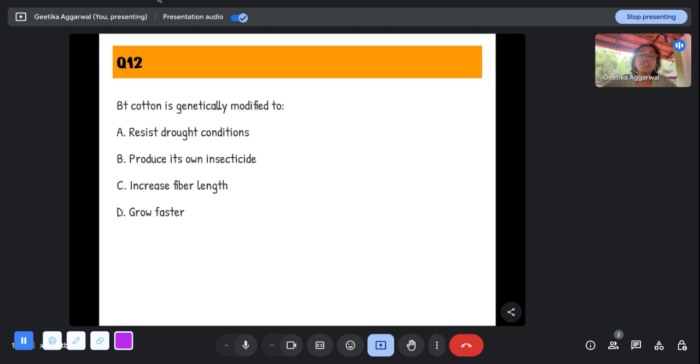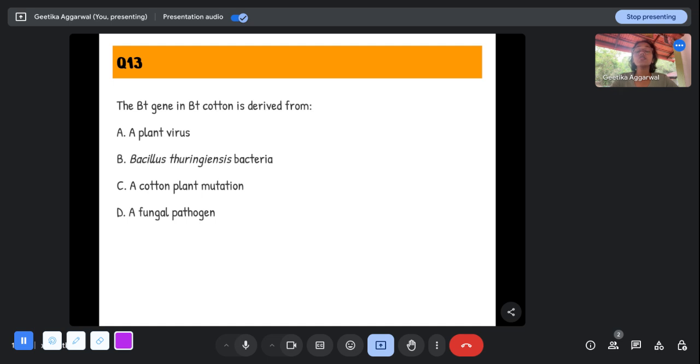So BT cotton actually, as you might be aware by now, produces its own toxin. This BT toxin, which we get from the bacterium Bacillus thuringiensis, we actually want to be there in the plant itself. So the plant itself can produce its own insecticide. So the Bt gene, oh, sorry, I gave away the answer in the last question.